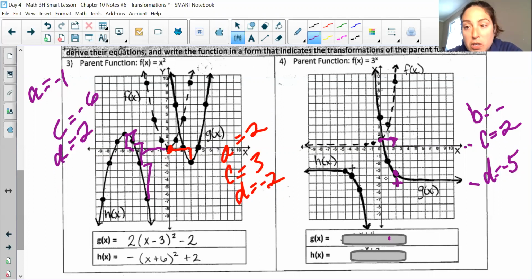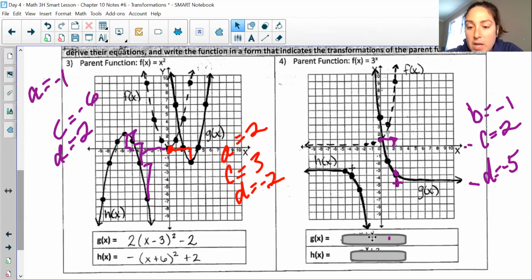So there's no change in our vertical or horizontal stretch or compression. So just a negative b value. So we put that all together and we end up getting not that. That is actually our equation for h of x. I wonder if I switched them. Let's see. So, yep, very good.